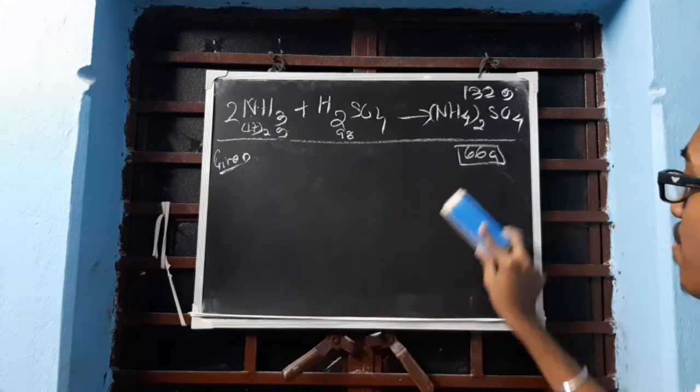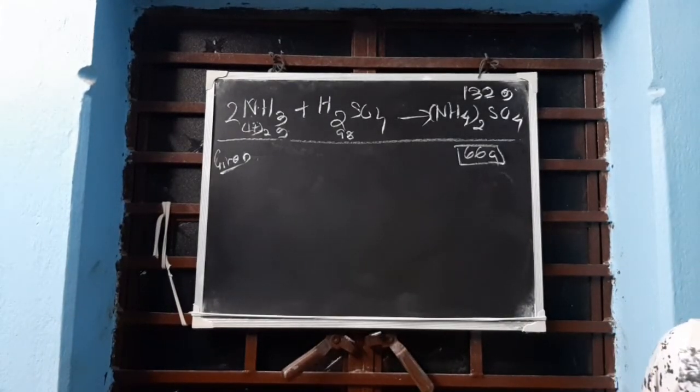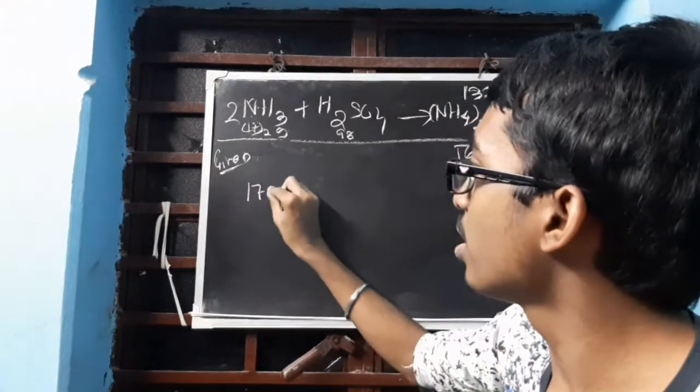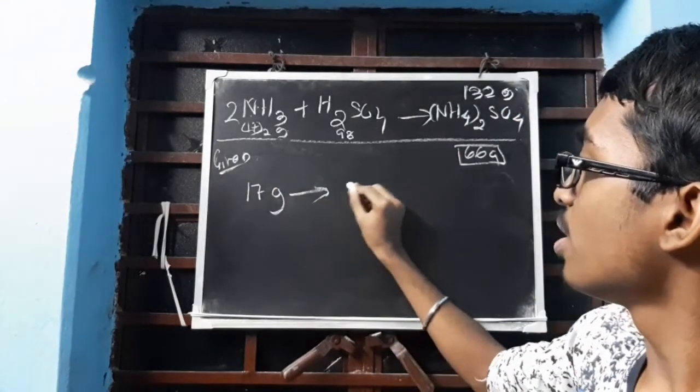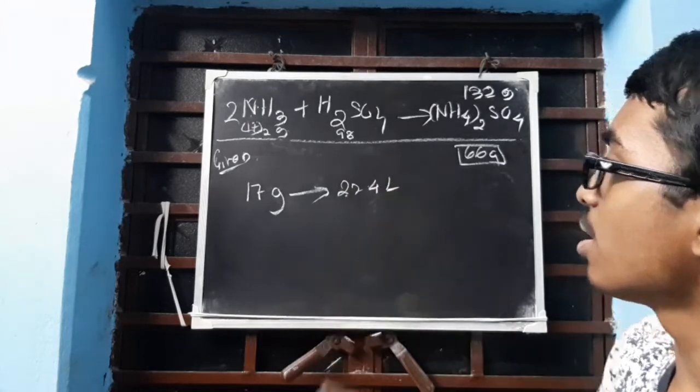Done. What is the second part? Let's check it out. Second part is volume of gas used at STP. Now only one gas is there. So it's ammonia gas. So what is the volume of gas used at STP? Last time we found out the mass of 17 gram ammonia. So 17 gram ammonia will be what? 22.4 liter is 17 gram, no?